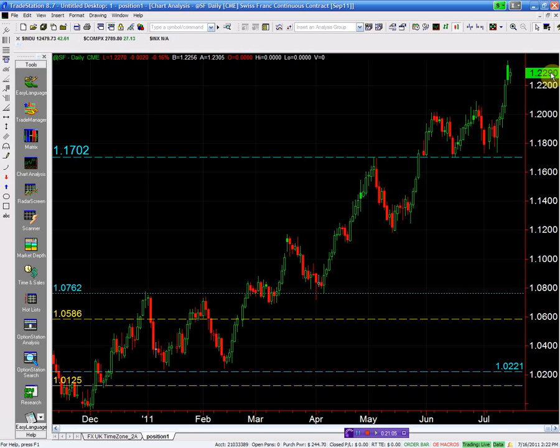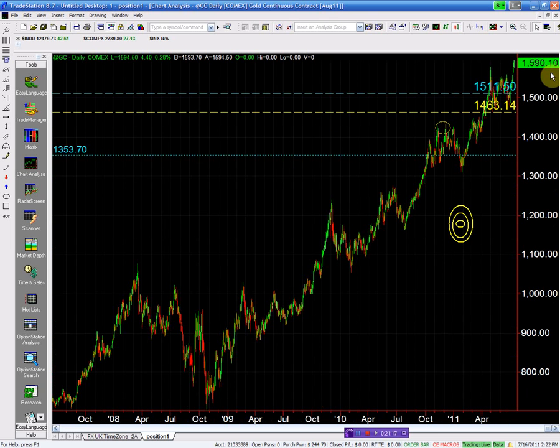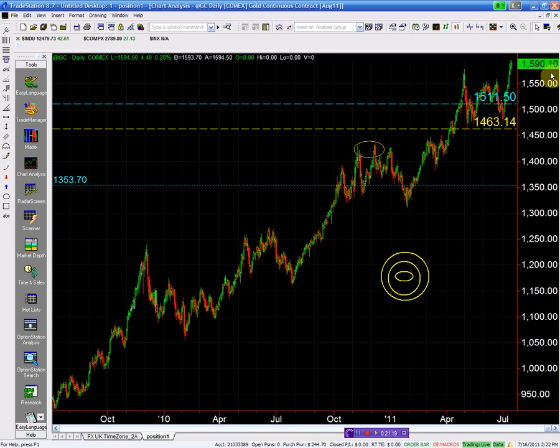So we know that the Swiss is a safe haven. So we're going to keep an eye on the other safe haven to see how things are going. If you look at the gold, again, 1,590, all-time high. So that confirms the Swiss franc. All-time high on gold, pretty much all-time high on the Swiss franc. So that is beautiful. What does that mean?